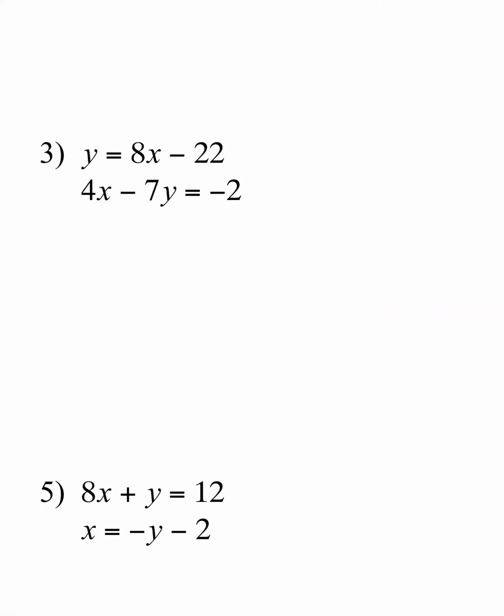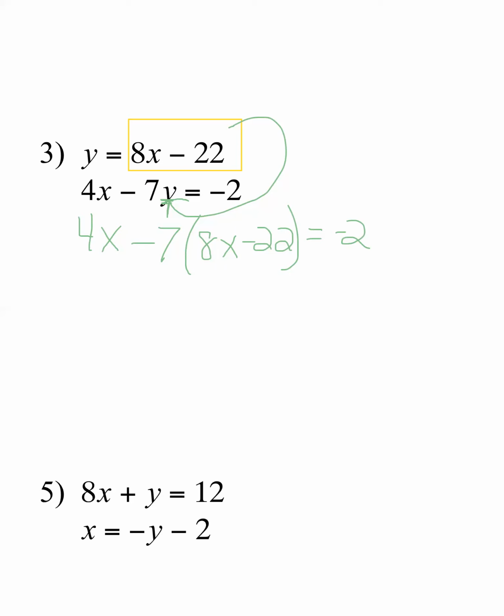Okay, let's check out number 3. This one already has y by itself: y is equal to 8x minus 22. So I'm going to take that value and go into my other equation, and instead of writing y, I'm going to write everything that's in that box. So it's going to look like this: 4x minus 7 times everything that y is equal to, which is the 8x minus 22, equals negative 2.